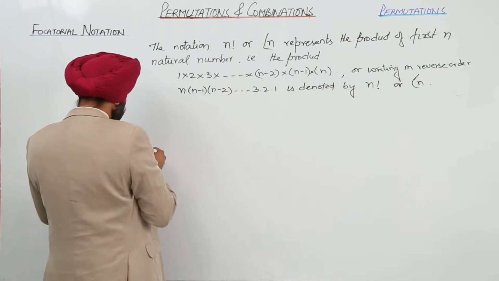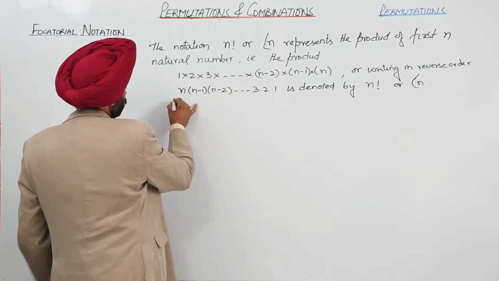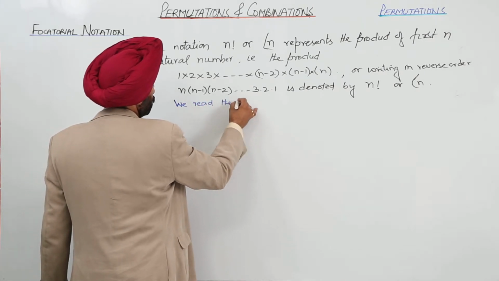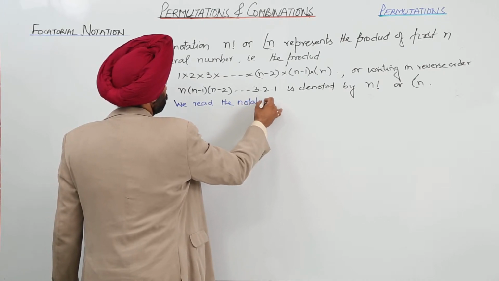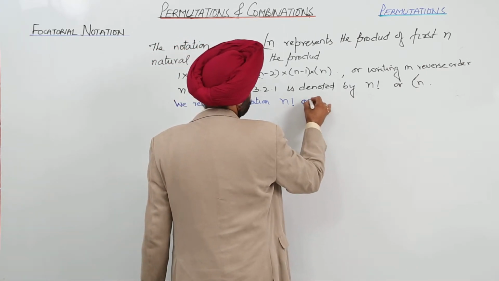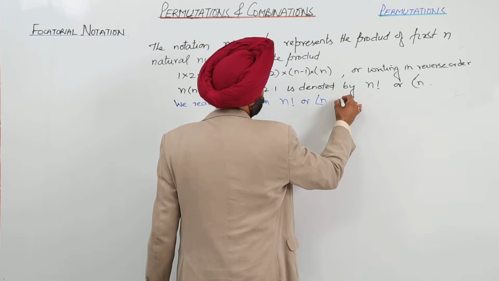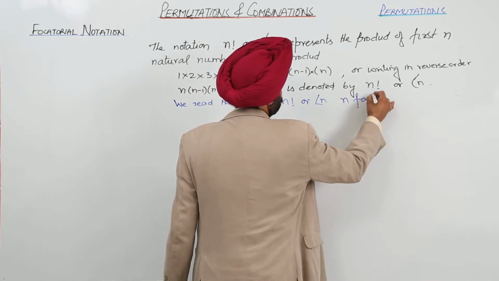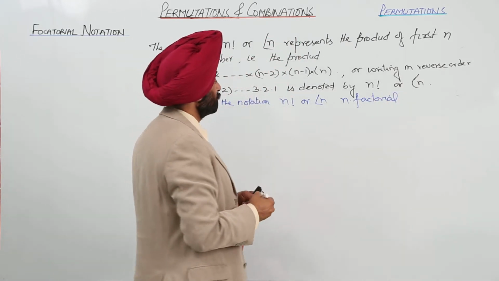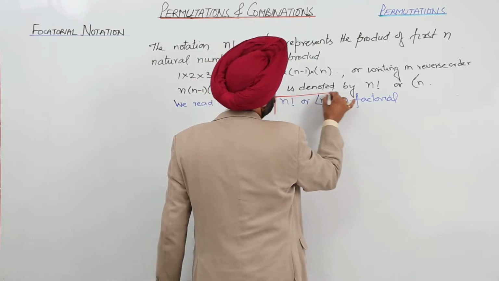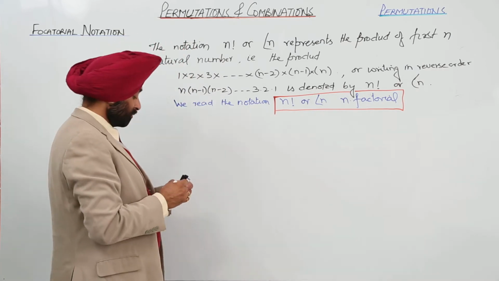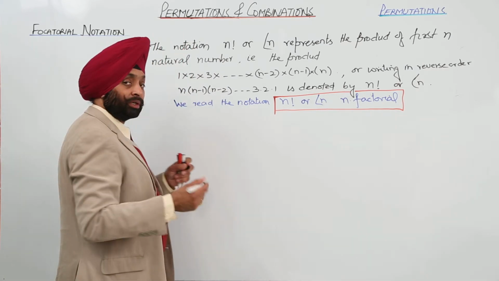Now we read the notation this one as n factorial. So in future we are going to use the word only n factorial like this one. It can be a factorial of any number. Now just look here at what I am writing.